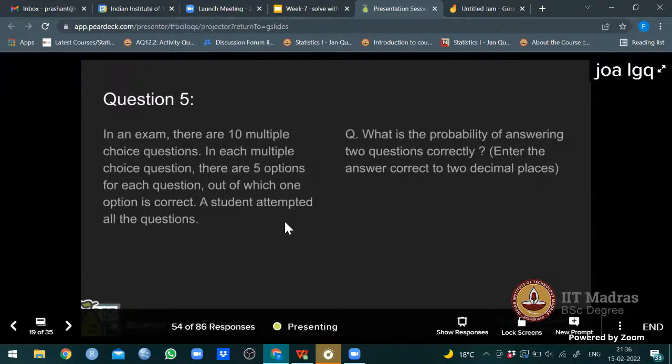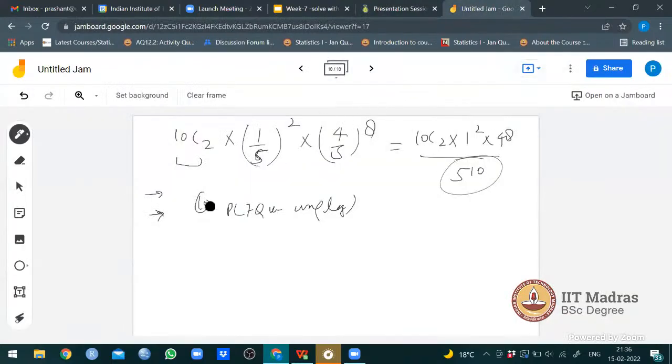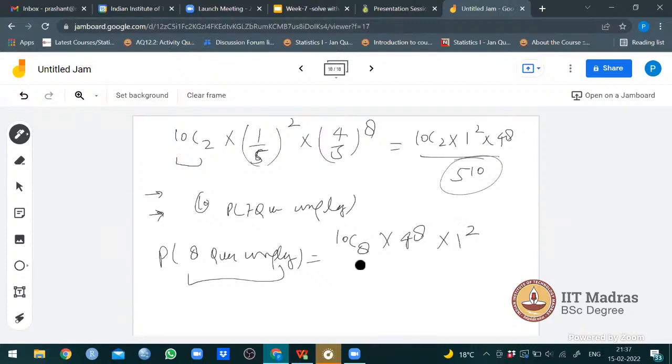It's the same thing. If you say one, it implies the other. It is understood, na? Like 2 questions correct, 8 questions incorrect. Suppose I am saying what will be the probability of 8 questions wrong? Okay, that means it will be 10C8. And for wrong, it will be 4 raised to power 8. And for correct, it will be 1 squared. And total is 5 raised to power 10. If you see, 10C8 is nothing but 10C2. Yes, sir. Okay, this is similar.